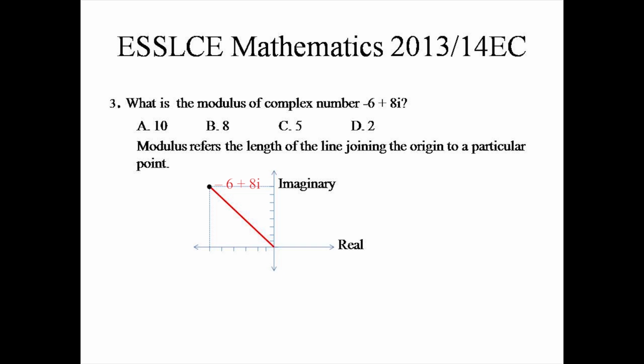In the equation -6 plus 8i, -6 represents the real part that is located 6 units to the left of the origin, and 8 represents imaginary part that's located 8 units above the origin. Thus, the modulus is the hypotenuse of the vertical imaginary line and the horizontal real line that can be calculated by using the formula modulus square is equal to 6 square plus 8 square. 6 square is 36 plus 8 square is 64. 36 plus 64 is equal to 100. Thus modulus is equal to 10. So choice A is the right answer.